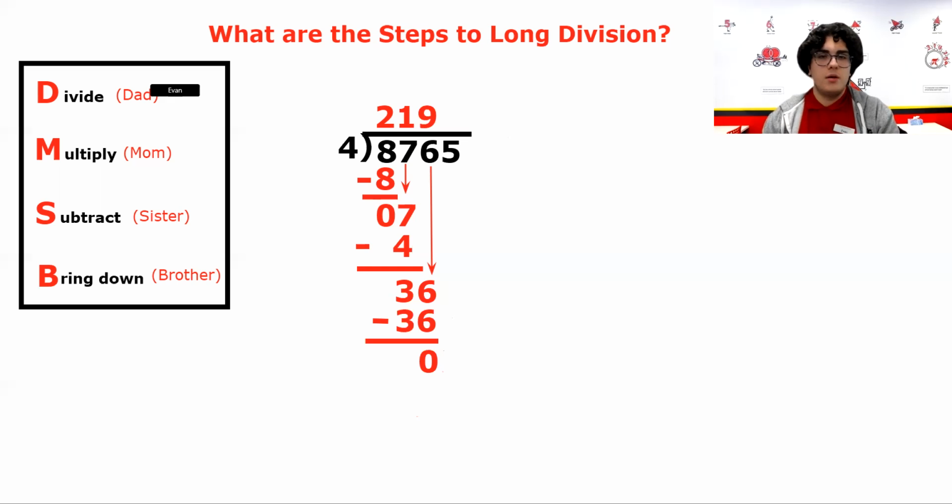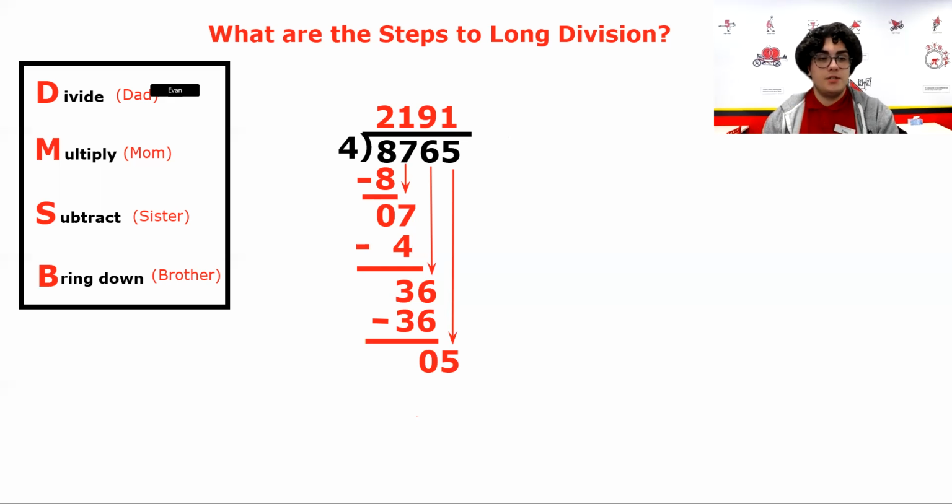And then we're going to bring down once again. I'm going to bring down the 5. Now you can see that that's the last number that we can bring down there. We're going to bring down that 5. We're going to go back one more time to the division step. How many times does 4 go into 5? It goes in just one time evenly.